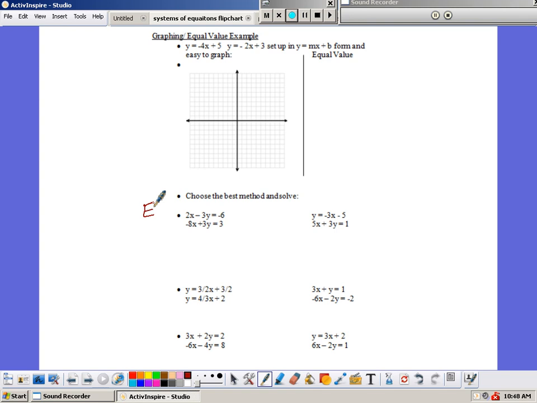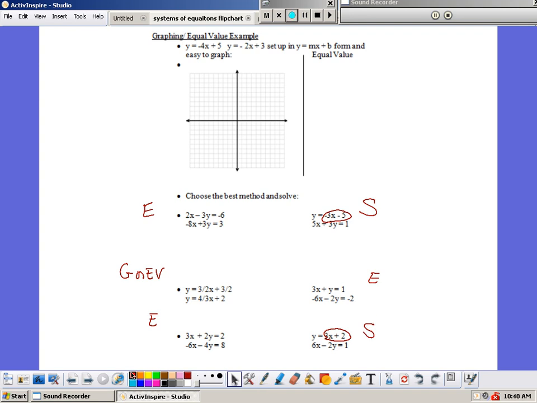The next one is solved for y on the top. Substitution would be the best. In the next one, it's y equals, so that would be graphing or equal value. On the next one, the x's are in line, the y's are in line, the equals are in line, the numbers are in line. It's in standard form, so elimination. On the next one, it's also in standard form, so elimination. Solving, it's already solved for y, so substitution. Okay, let's see what we get.